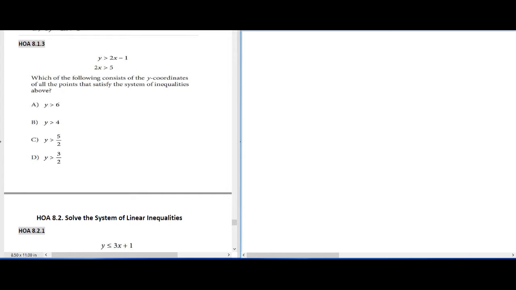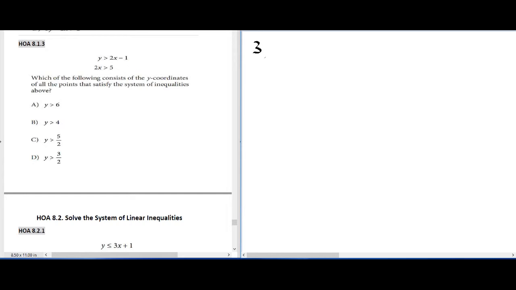Okay. Number 3, they gave you two linear inequalities, and they want to find which of the following consists of the y-coordinates of all points that satisfy the system of inequalities above. Now look at the two inequalities. They already gave you the first one. What is it? 2x is greater than 5, right? And then look at your choices. They want to find the possible values of y, right?